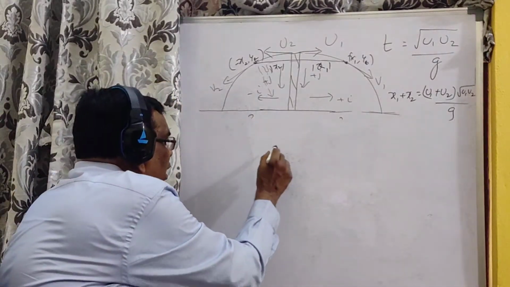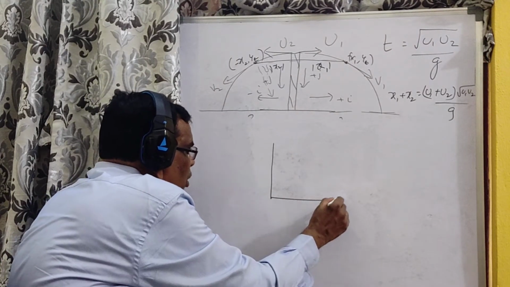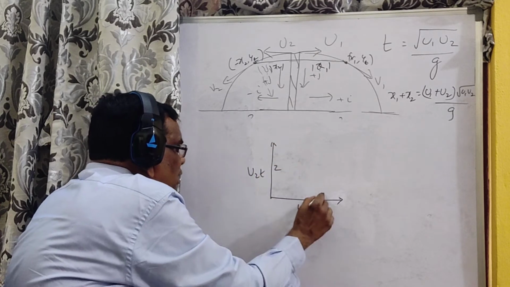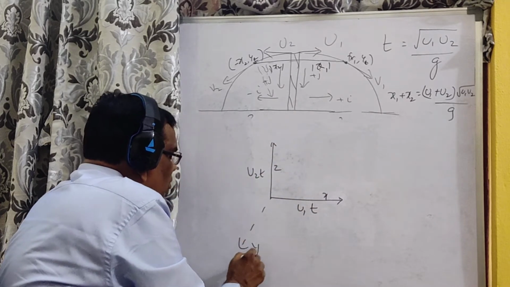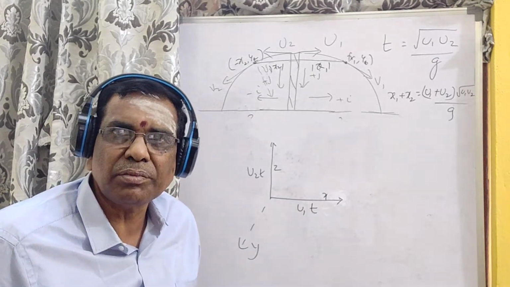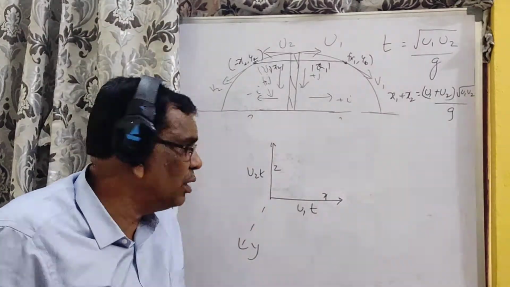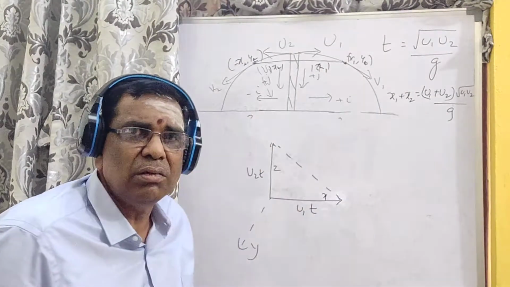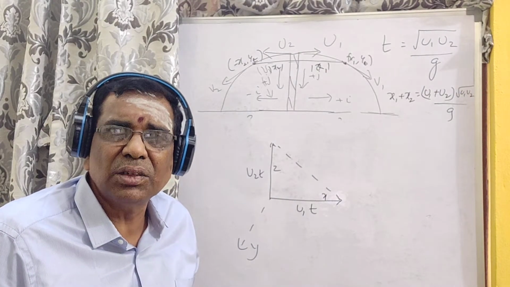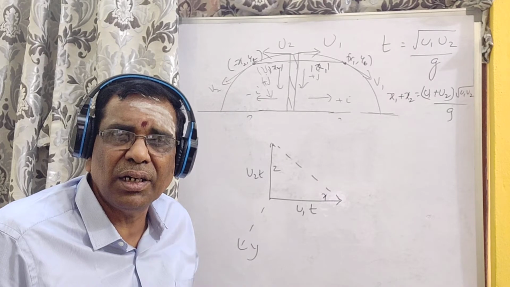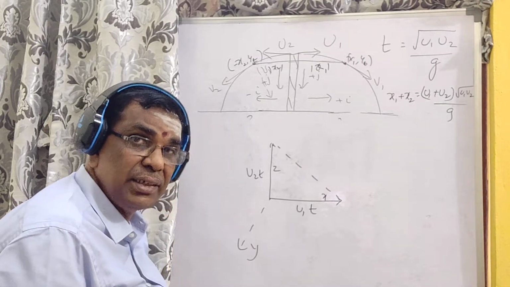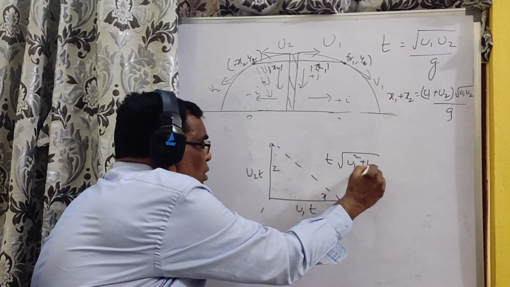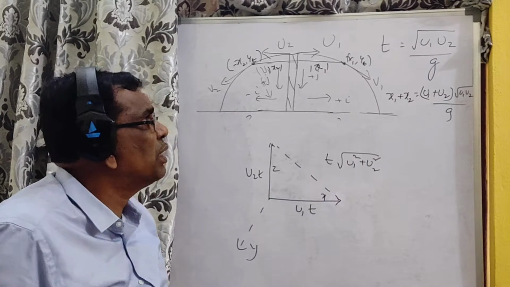These two are perpendicular. I can't draw it on the board, but I'm showing it to you. u1t, this is u2t, this is the z-axis, this is the x-axis, this is your y-axis, because they have come down to the same level. What is the distance of separation between these two? What do you write? u1 square plus u2 square under root into t. The distance of separation is t into root of u1 square plus u2 square.